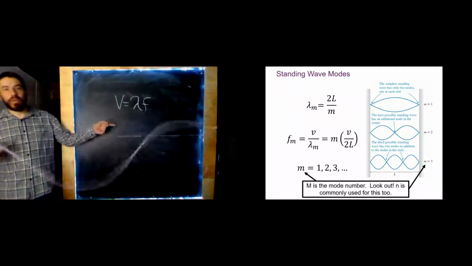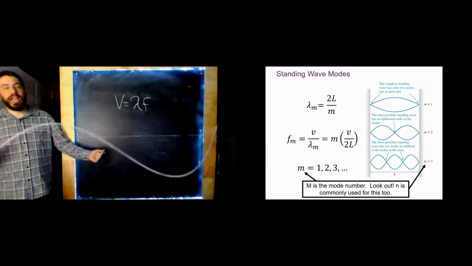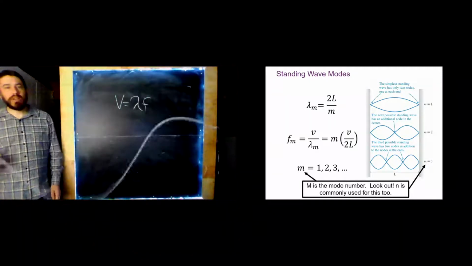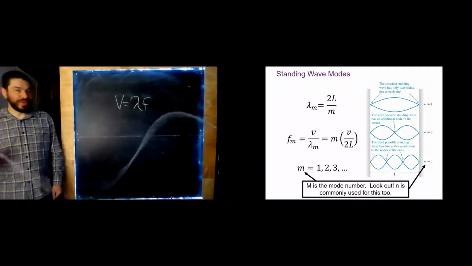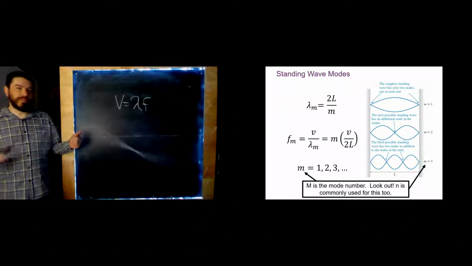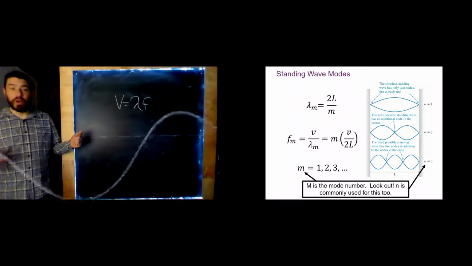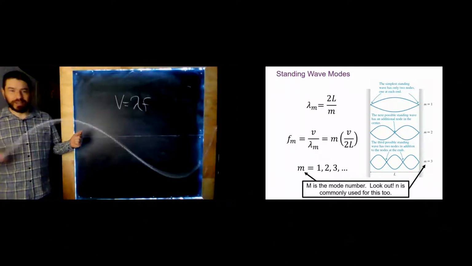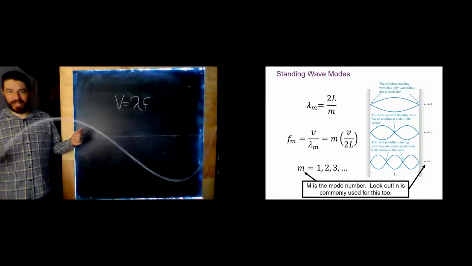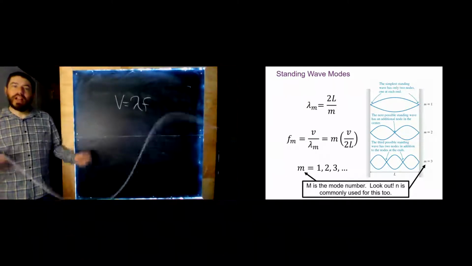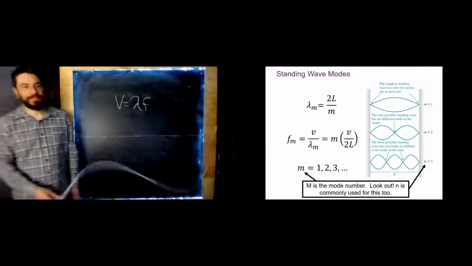One at my hand, one where I've got it hooked to my chalkboard over there, and one in the middle. So the m equals 2 mode has 3 nodes. These points right here where the spring is moving the very most, those are called antinodes. So notice that this mode has 2 antinodes. 3 nodes, the mode number is 2.